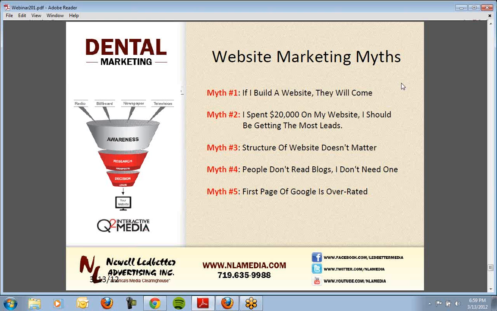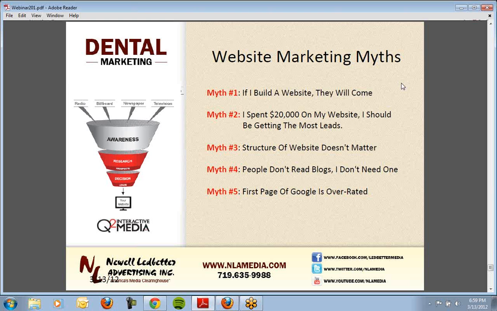Another myth is, well, I spent $20,000 on my website, I should be getting the most leads. There is not a direct correlation between the amount of money you spend on a website and its conversion capabilities. A lot of that has to do with the design, the flow, all of those things we talked about on the last slide. Price has nothing to do with it.